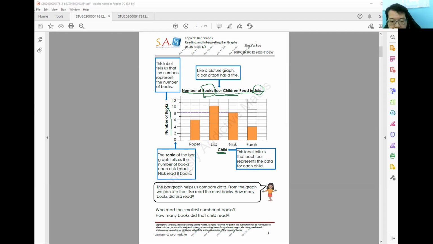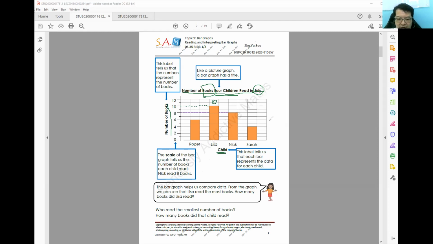Excuse me. So the bar graph helps us compare data, and from the graph, we can see that Lisa read the most books. Now, how many books did Lisa read? Can you all see? What do you think? How many books? That's right, 10. And one of the benefits of reading bar graphs is it allows us to quickly decide which is the most and which is the least, just by looking at the length of the bars.